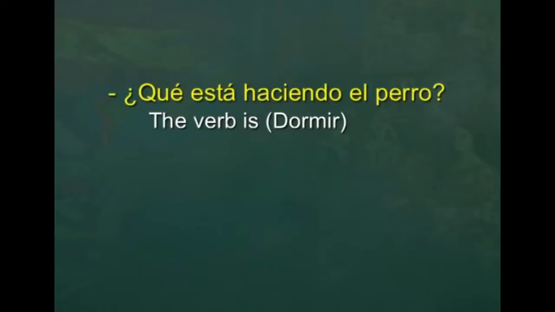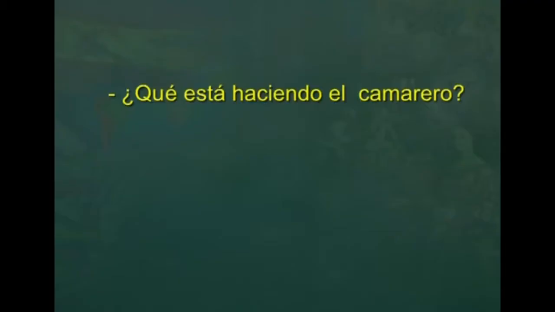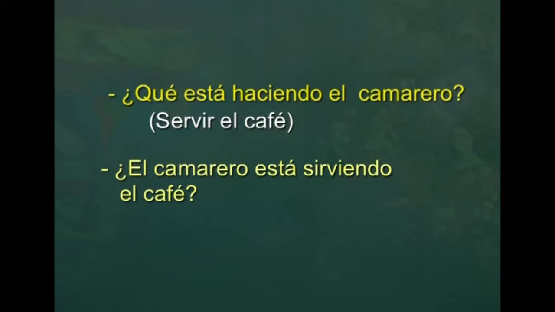Respond to the next question using the verb given next to it. ¿Qué está haciendo el perro? The verb is dormir. Have you answered the question using the verb as per methods given above? Yes? Excelente. Yes, it is el perro está durmiendo. Let's continue. How would you reply to this? ¿Qué está haciendo el camarero? Servir el café. Well, have you said el camarero está sirviendo el café? Yes? Muy bien. Yes, this is how you say.